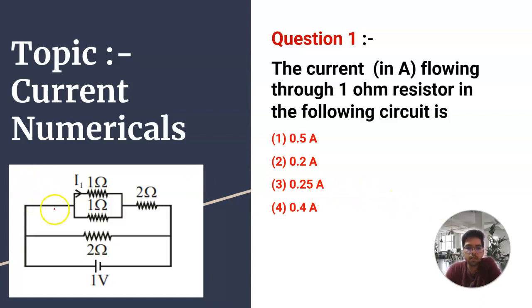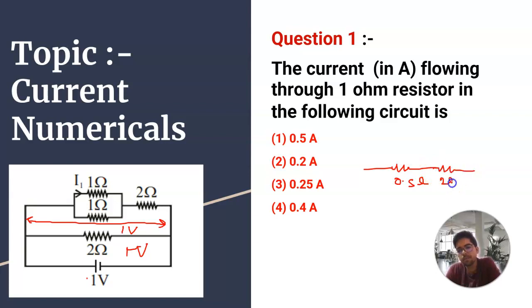So simply look at the circuit. Here 1 volt is across this combination, across the 2 ohm. What is the potential? 1 volt. Now the 1 ohm and 1 ohm are in parallel. Then what is the equivalent? The equivalent of this is 0.5 ohm. Here it is 2 ohm. So both are in series, and the total potential across this is 1 volt. Now they are asking how much current is passing through the 1 ohm resistor.